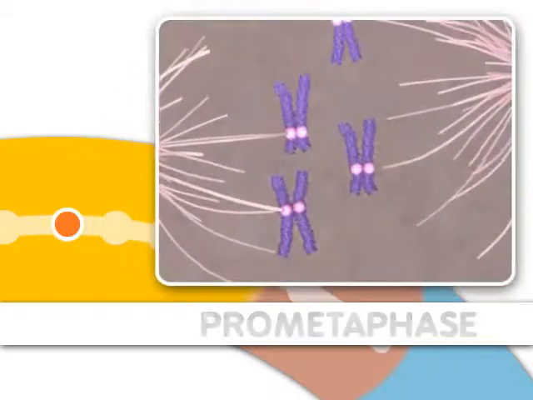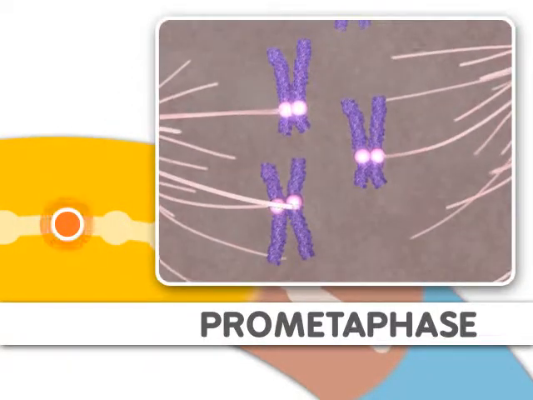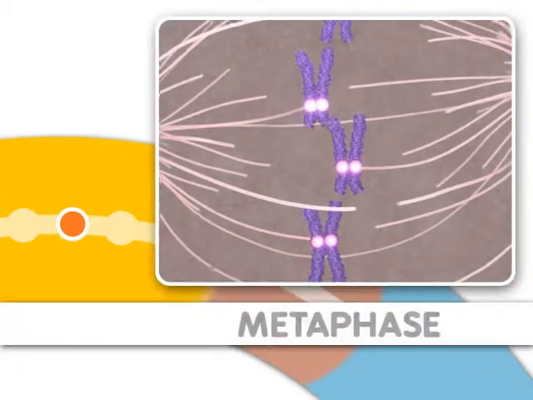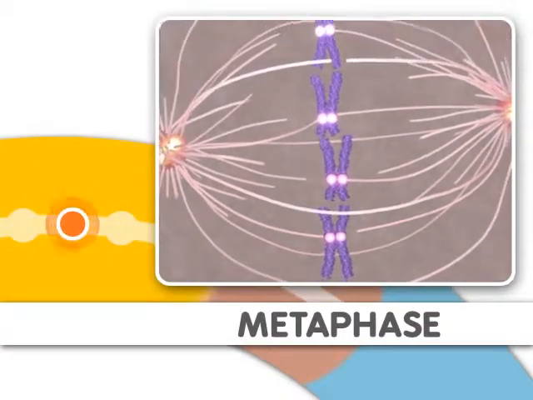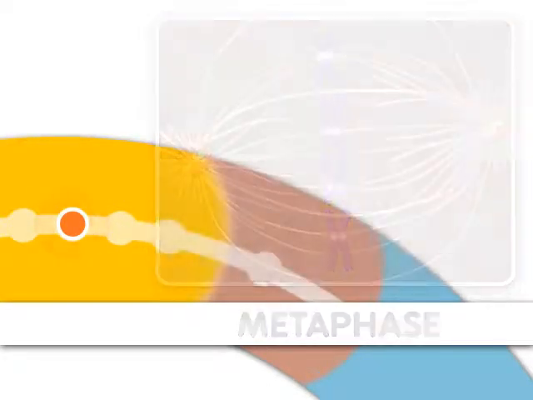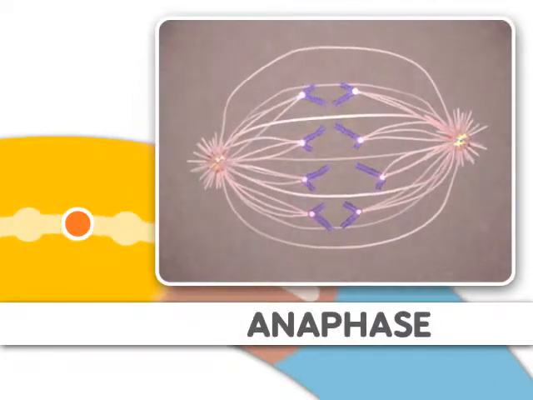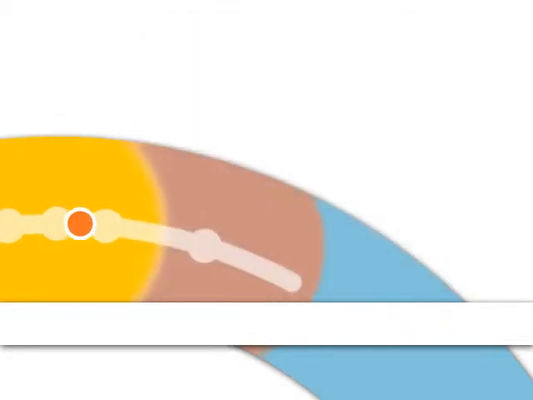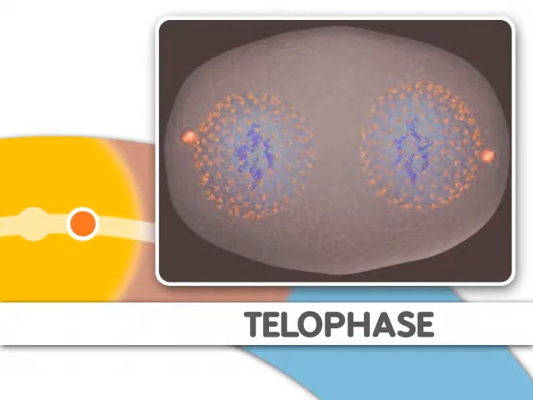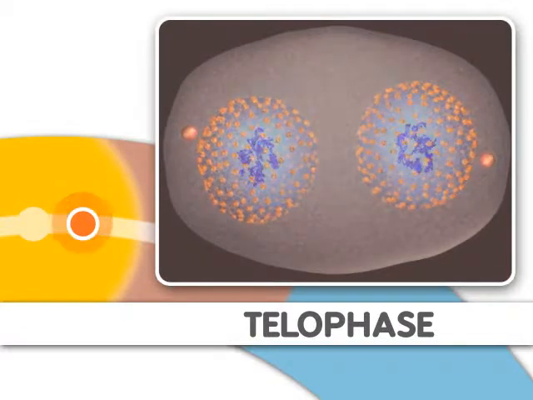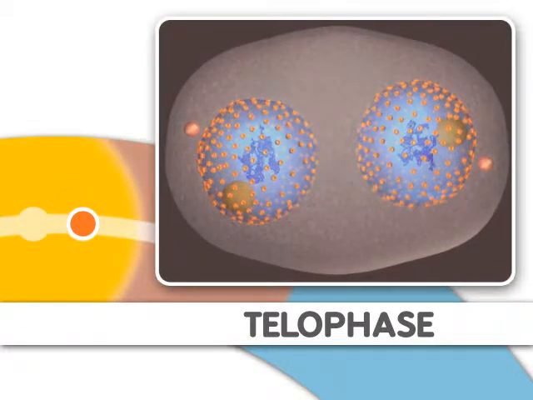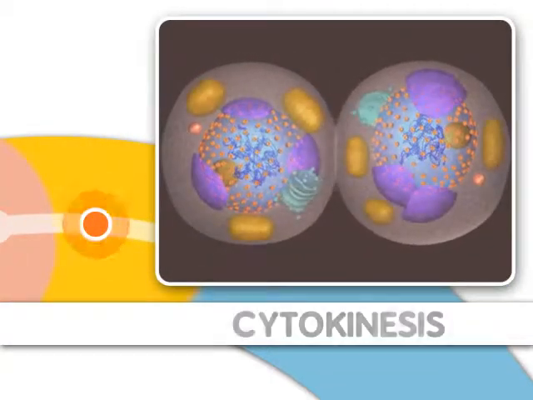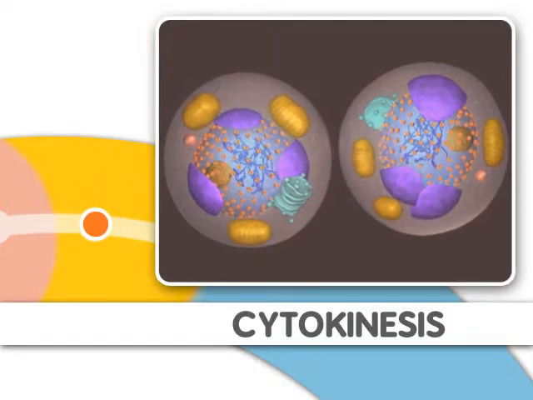Next comes prometaphase, where microtubules attach to the chromosomes. This step is followed by metaphase, where the chromosomes align. Metaphase is followed by anaphase, where the chromosomes separate. Finally, during telophase, nuclear membranes reappear around the two sets of chromosomes. Mitosis is now complete. After mitosis, two new cells are formed by a process called cytokinesis.